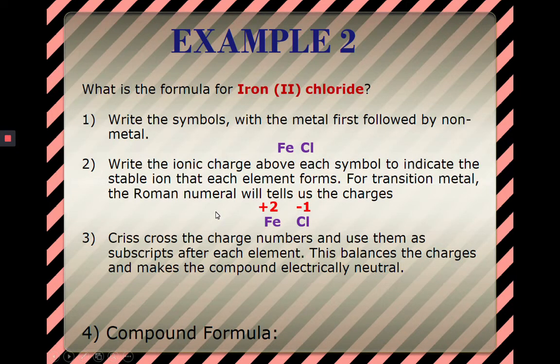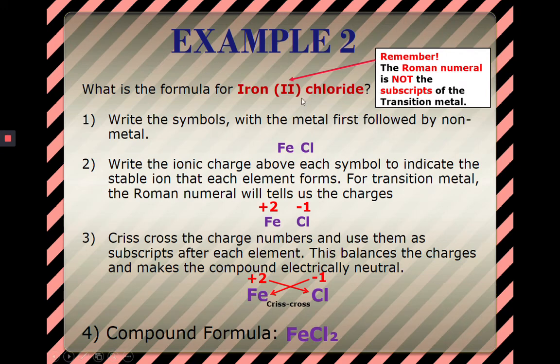The third step, we apply the crisscross rule. Therefore we're going to get the compound formula FeCl2. Remember how you determine the charge for the transition metal: by using this Roman numeral.